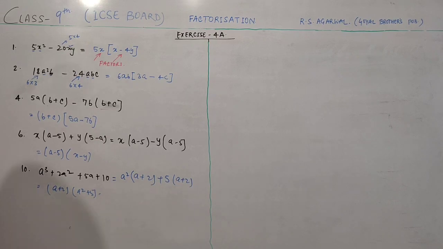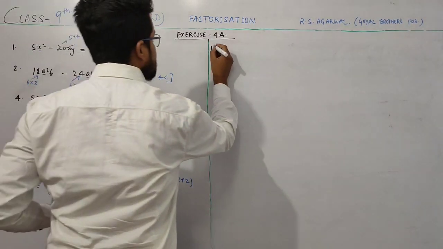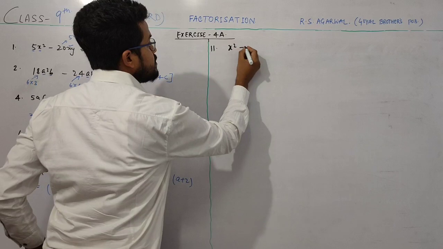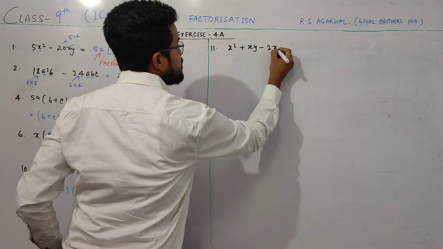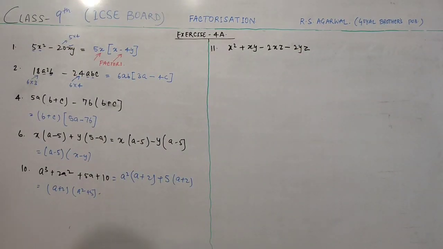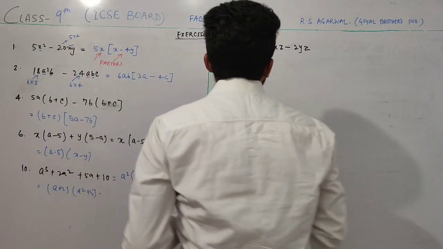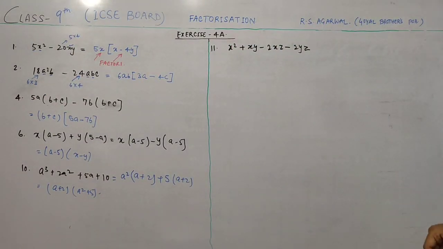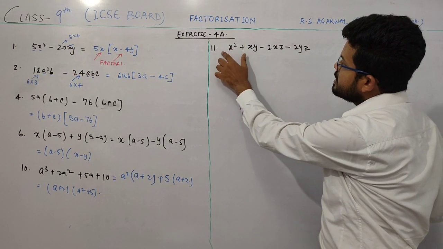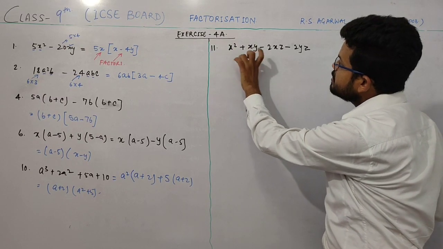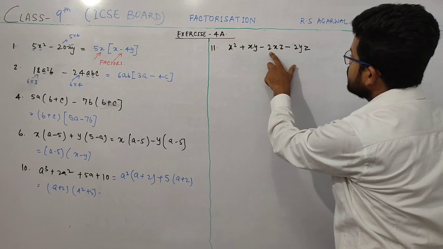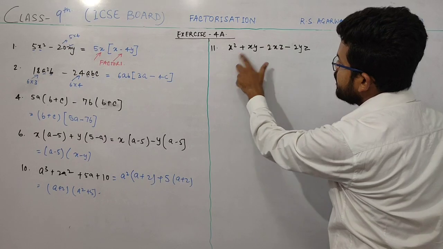Now question number 11. Question number 11 is x square plus xy minus 2xz minus 2yz. Now how do I proceed with this question? Look, if I take x common from both of these, here it is x plus y, and if I take 2z as a common, the remaining one is x plus y.